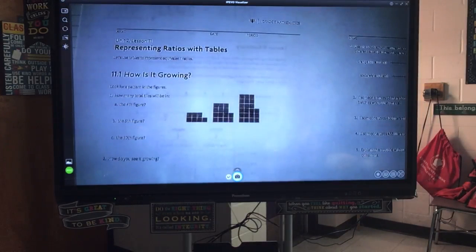So it says, how is it growing? It's gonna be our warm-up today. It says, look at the pattern in the figure. How many total tiles will be in the fourth figure, the fifth figure, and the 10th figure? And then how do you see it growing? So you and your table mates can kind of answer A, B, C, and number 2, okay? So you guys are working together to answer those 4 questions technically. I'm gonna give you, say, 3 minutes.